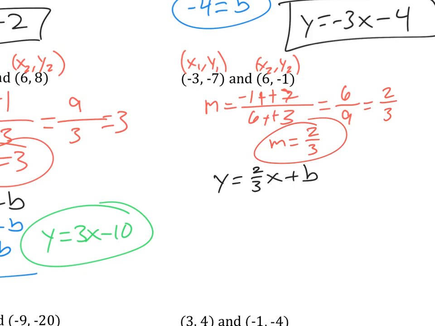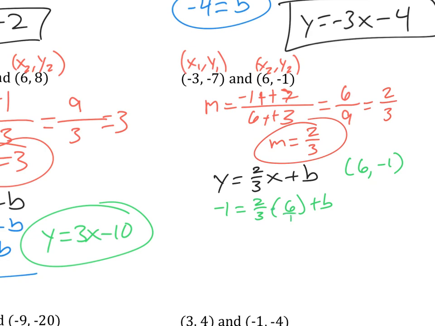I can pick either point that I want. I'm going to pick this point here, the point 6, negative 1. So I'll substitute those in. I'll get negative 1 equals 2/3 times 6 plus b. Now this looks a little tricky, but we can remember that 6 is the same as 6 over 1, and we're just multiplying here.